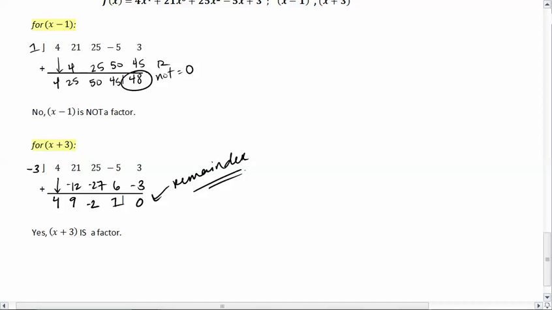So that also tells you that we have a 0 at negative 3. So this is a really helpful way to find that out.